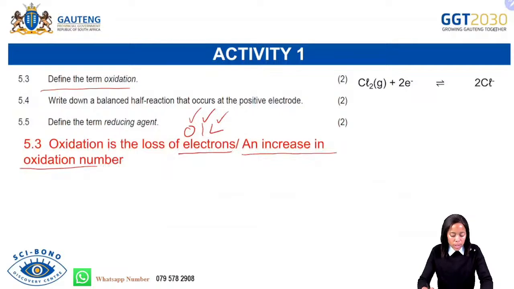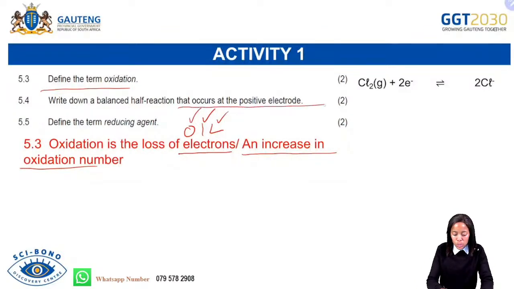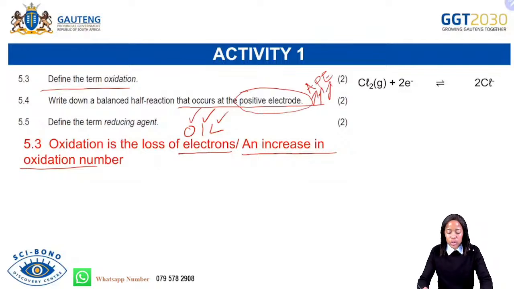Now 5.4 says write down a balanced half reaction that will occur at the positive electrode. Okay, so for you to be able to write the balanced half reaction at the positive electrode, you need to know what the positive electrode is. So we said that the anode is positive in the electrolytic cell. So the positive electrode is therefore represented by the anode.